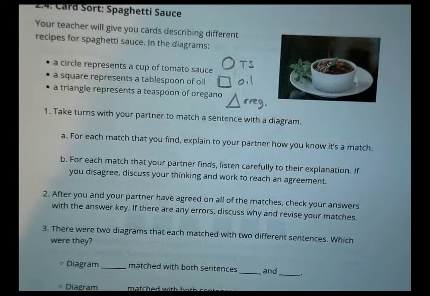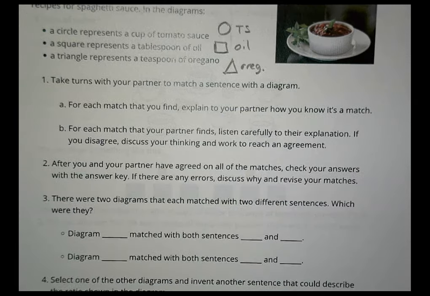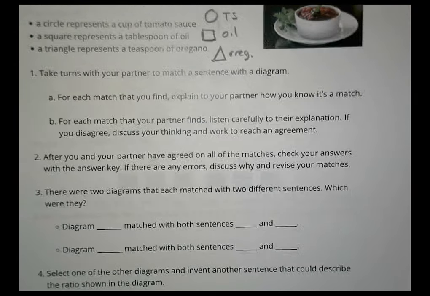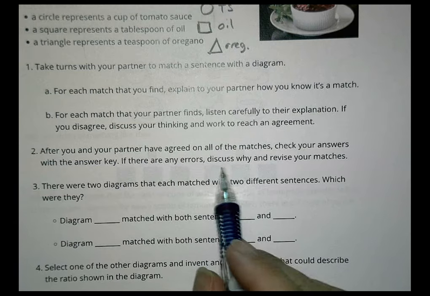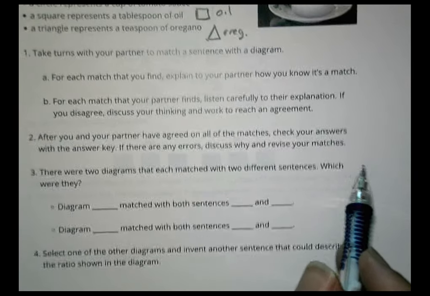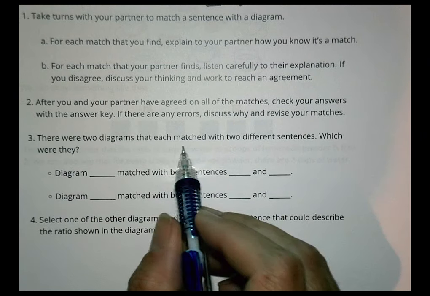And let's take a look at number 2. Says to talk about any errors you saw. That's something you can talk about there. What are things you agreed on, disagreed on? Okay, and discuss and maybe change how things match up if you need to. And finally, 3, there were 2 diagrams that each matched 2 different sentences.